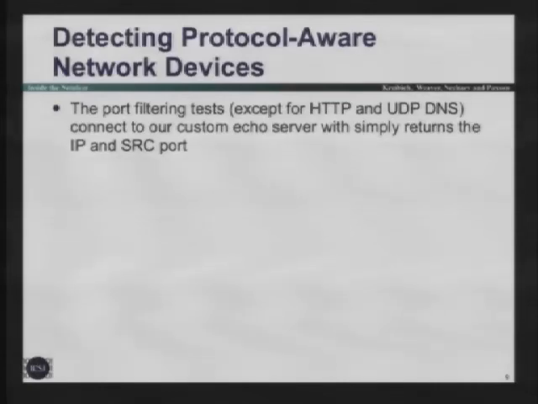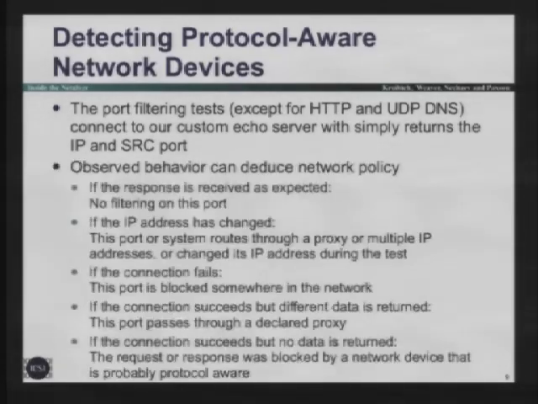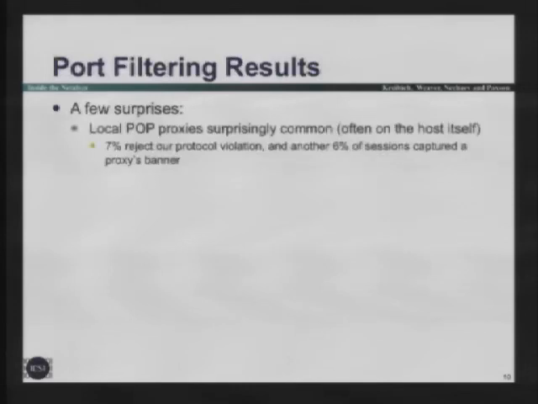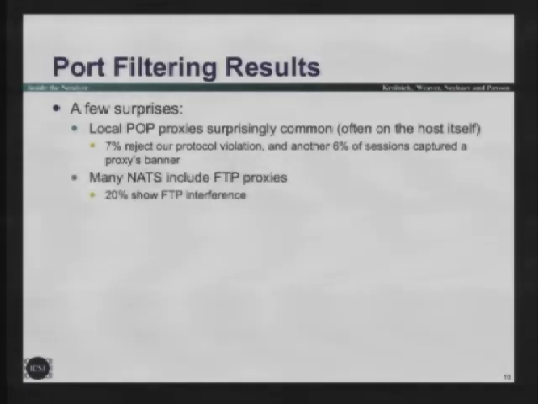Protocol filtering tests connect to an echo server that is deliberately not any other protocol. So anything that's protocol sensitive, we'll see that and kill it, so we can detect proxies and firewalls. Some surprises. Local POP proxies are very common. Often this is on the host itself, AV shimming itself into the network stack. NATs include FTP proxies, quite common, and most of these proxies don't like our communication.